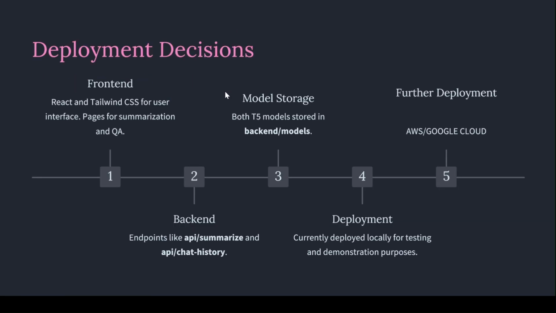For the front end, we used React and Tailwind CSS for the user interface, and for the backend, we used endpoints like API summarize and API chat history. And for model storage, we stored both T5 models in the backend models folder for deployment. Currently, we deploy locally for testing and demonstrating the process. For further deployment, we will use AWS or Google Cloud.